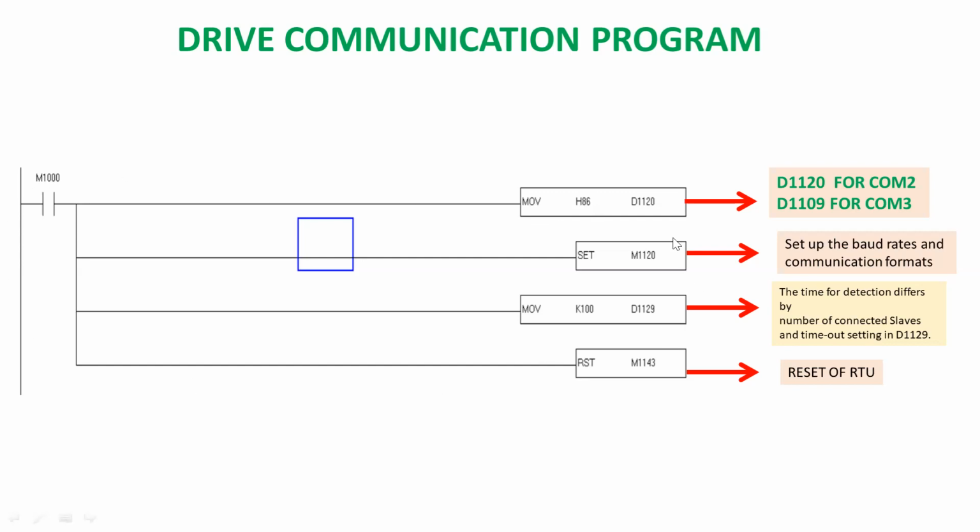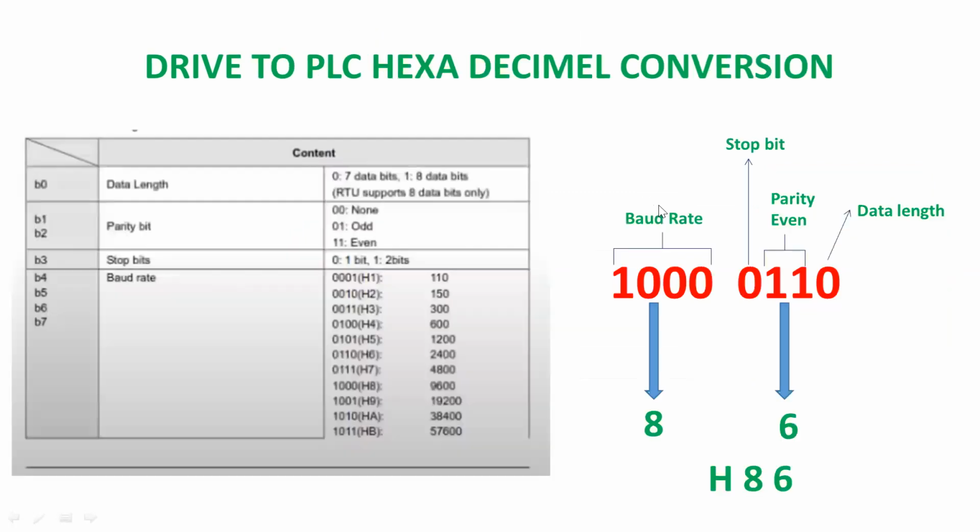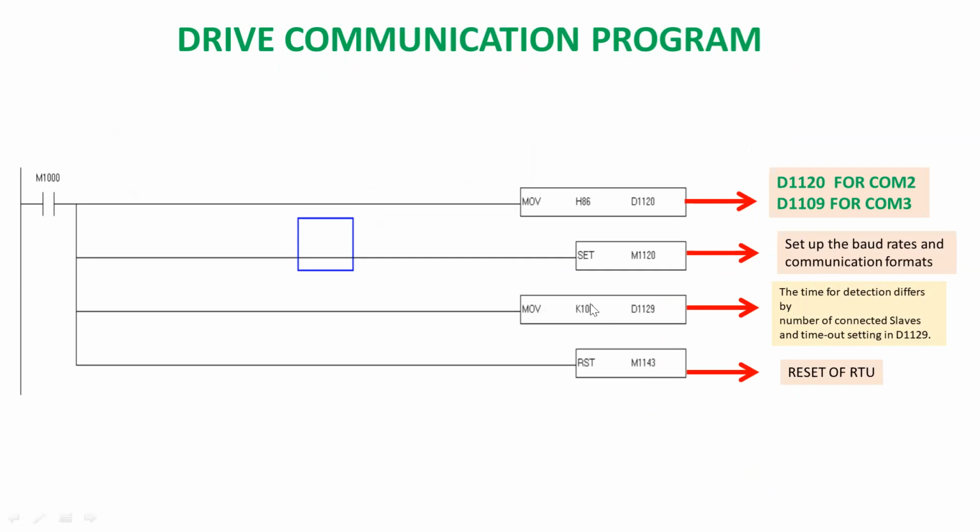This is only the communication one. This is only the drive to PLC communication program. It's not a write and read. First of all, we need to sync the drive and the PLC, right? How are they going to sync with each other? Here. The first one represents MOV H86 to D1120. H86 is the drive value, and this drive value has to be stored in a certain register.